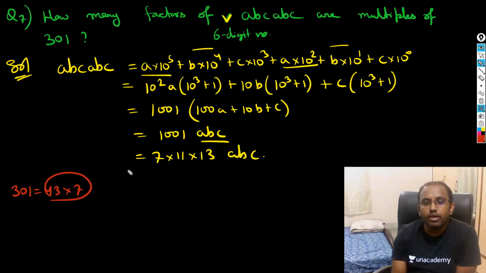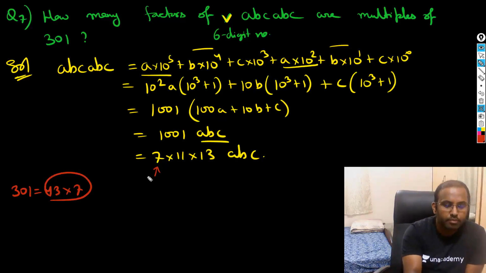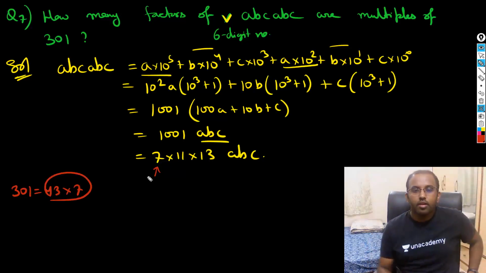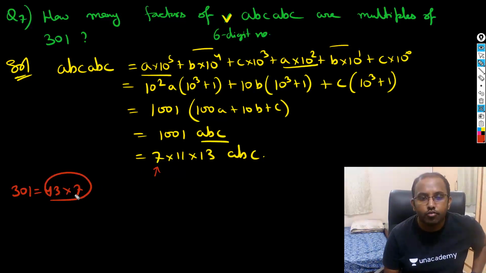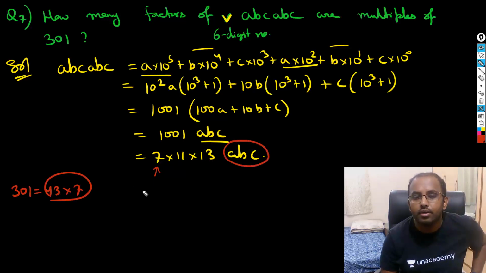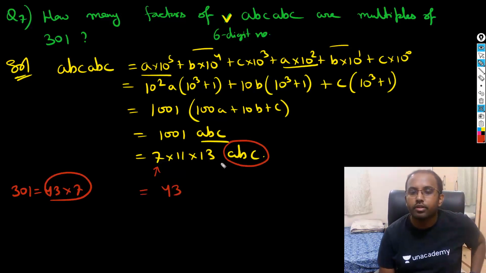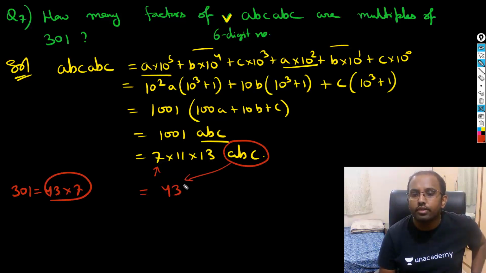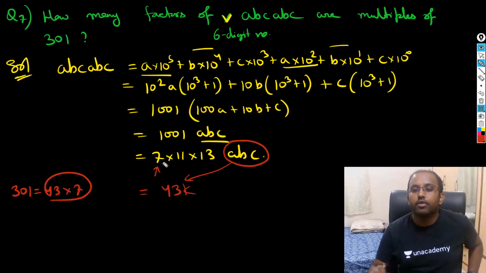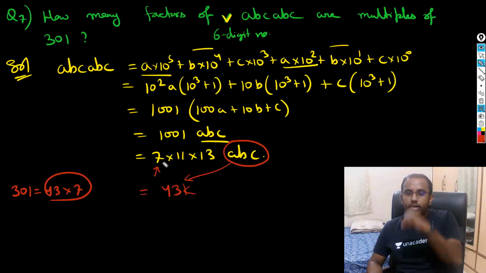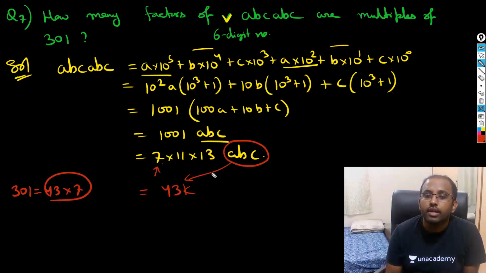So if I'm looking for a multiple of 43 here, that means I cannot get the 43 multiple from this part, because from here I can take only a 7. If I take a 7 from here, that means the leftover ABC should be a multiple of 43. ABC has to be a multiple of 43. If ABC is a multiple of 43, then 43 into 7 will convert to 301. So ABC is a 3-digit multiple of 43.